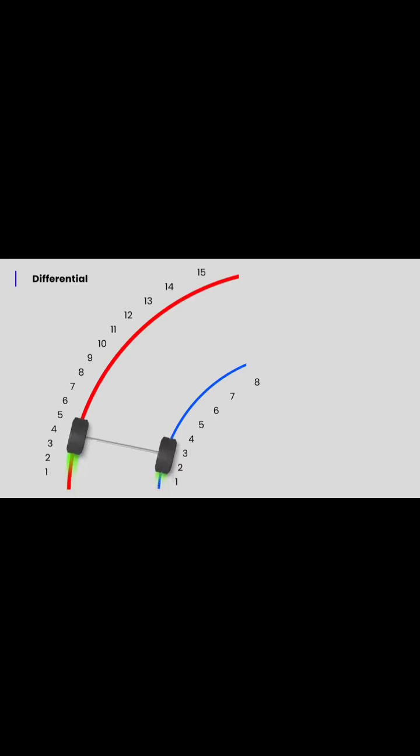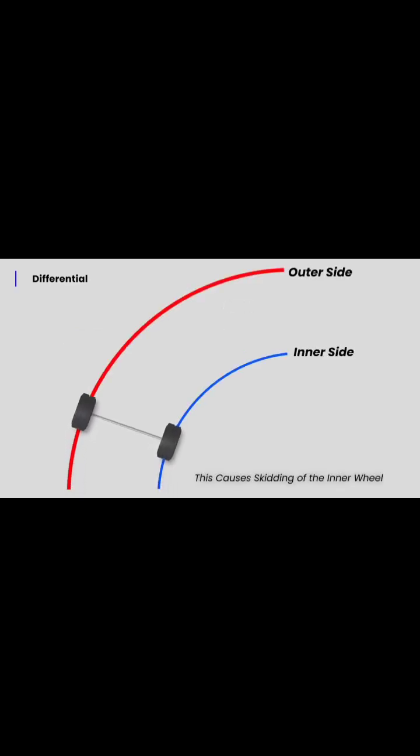Now, the car takes a turn. The outer wheel has to travel a longer distance than the inner wheel because the outer wheel's path is larger. If the two wheels were rigidly connected, like on a solid axle, they would both try to spin at the same speed. This causes the skidding of the inner wheel. This leads to poor handling and control.